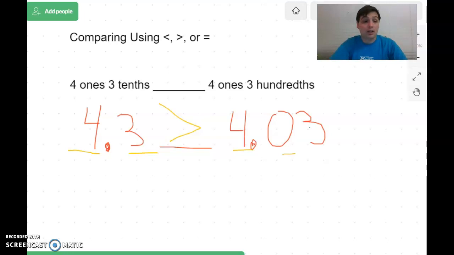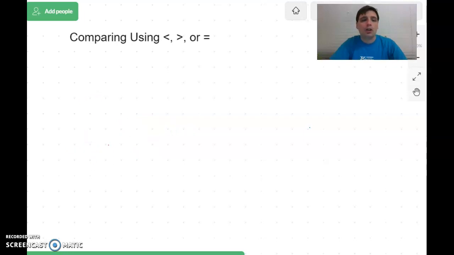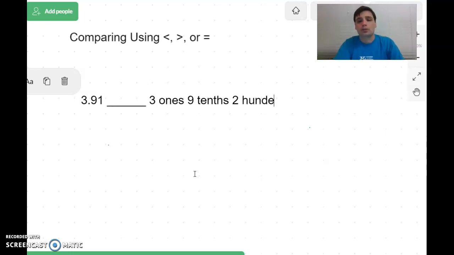This last type of problem we're going to talk about is going to be a little different than what we've been working on before. It's going to be combining unit form with standard form. So let me show you what that will look like. And this is 100% going to be a question on the test. So let's say I have 3 and 91 hundredths. And I want to compare that to 3 ones, 9 tenths, 2 hundredths.